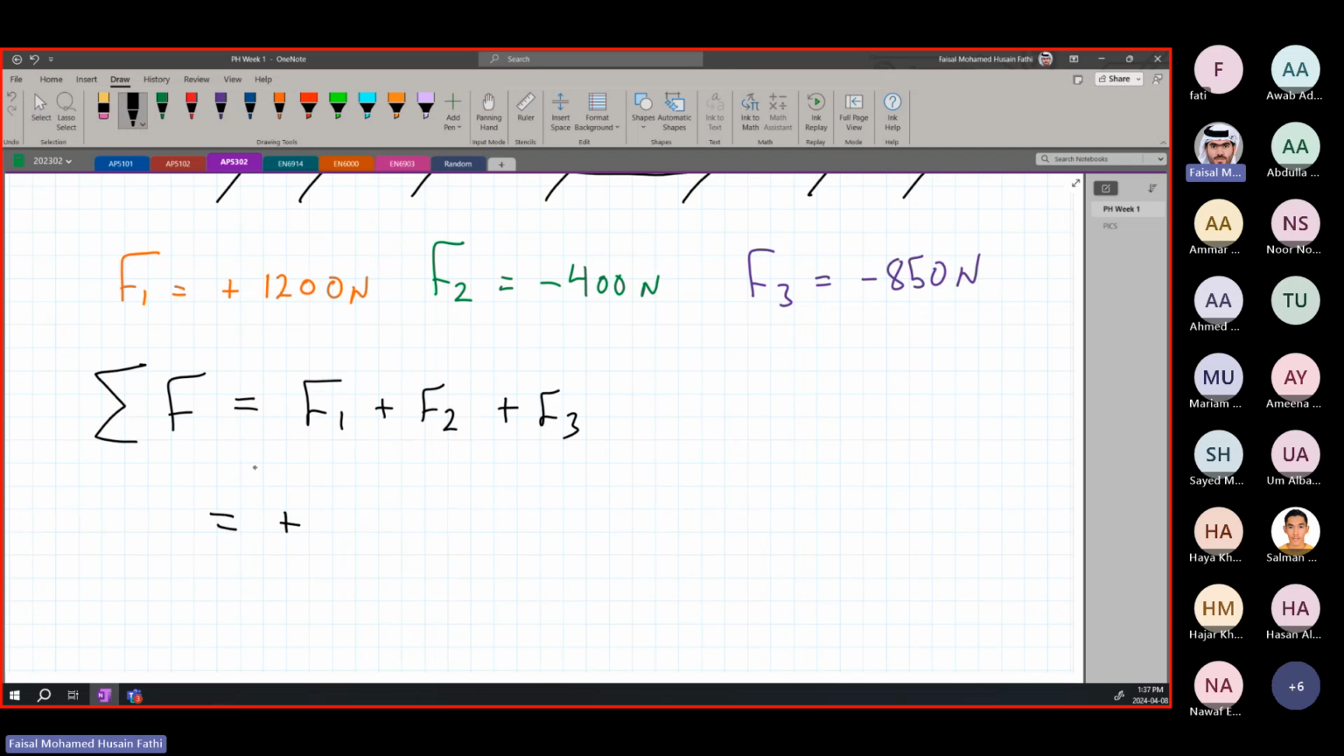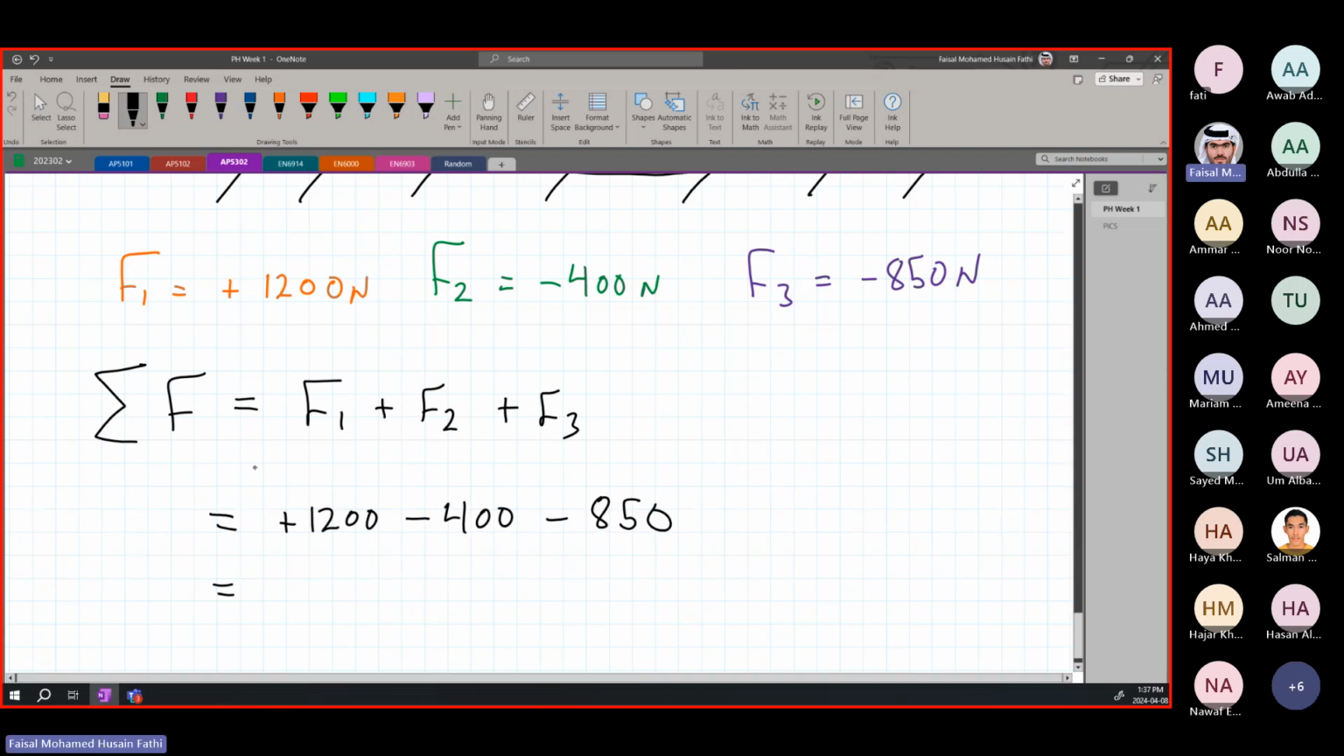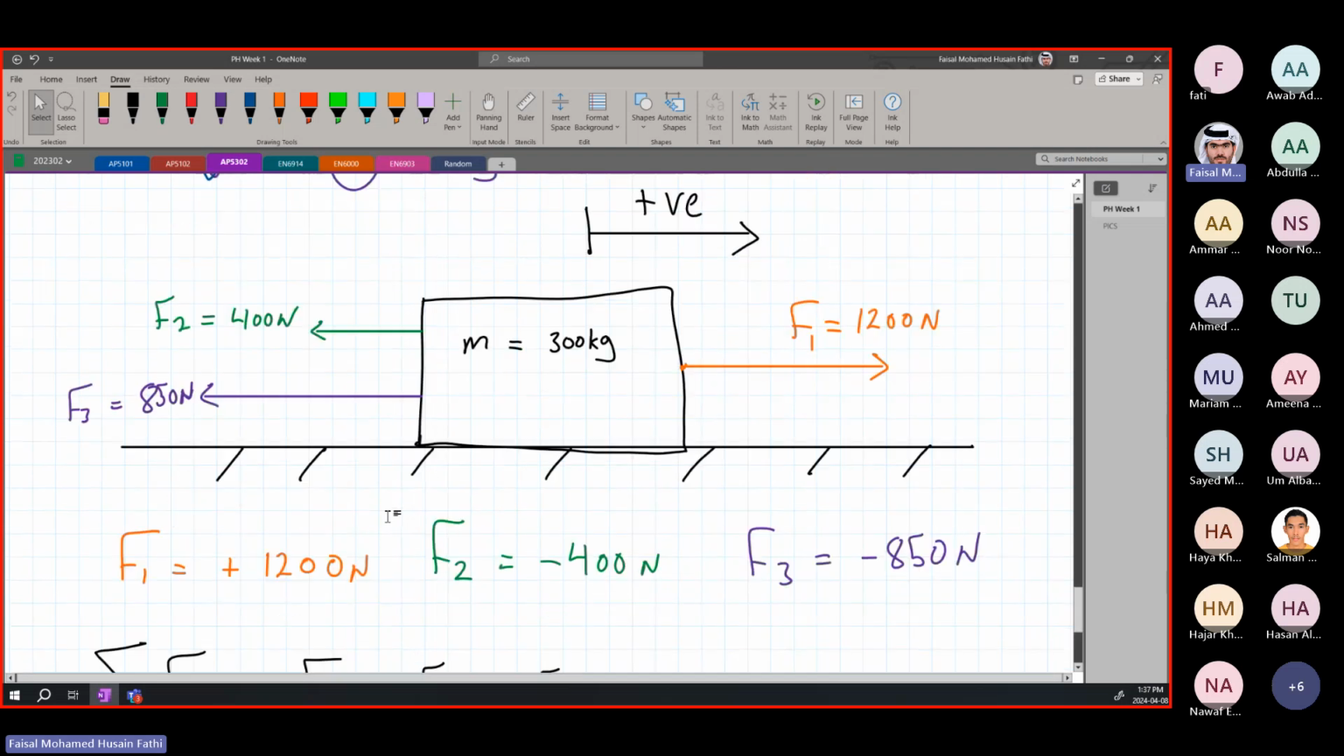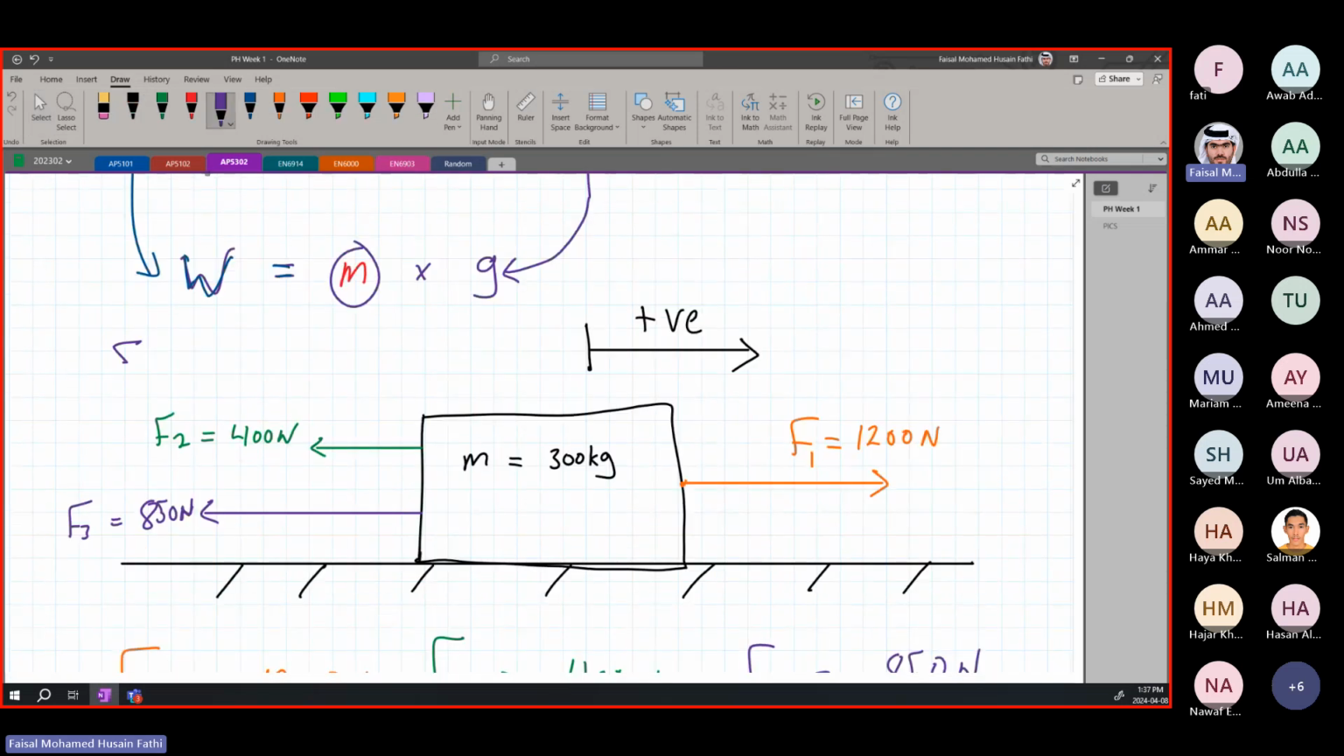So it's going to be plus 1200 minus 400 minus 850, which is equal to 1200 minus 400 minus 850. The answer comes out to minus 50 newtons. What does minus 50 newtons mean now? If we go back here, we found that the total force is equal to minus 50 newtons. That means we know the direction of the final force is in this direction, and it is equal to 50 newtons.